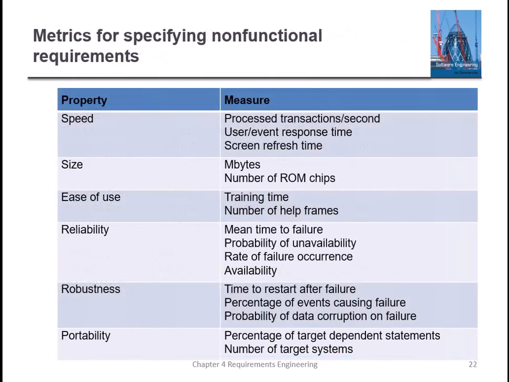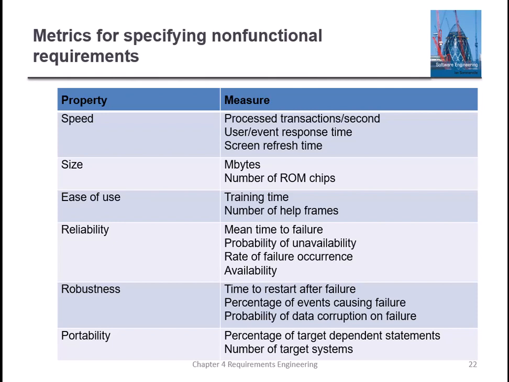Metrics for specifying non-functional requirements, or we can say the units. So speed can be measured per second, size in bytes, ease of use or usability in training time and number of help frames. Reliability: mean time to failure. This means if mean time to failure is small, the system is less reliable. Availability, etc. all come under reliability. This means if the system is more reliable, it will assure more availability.